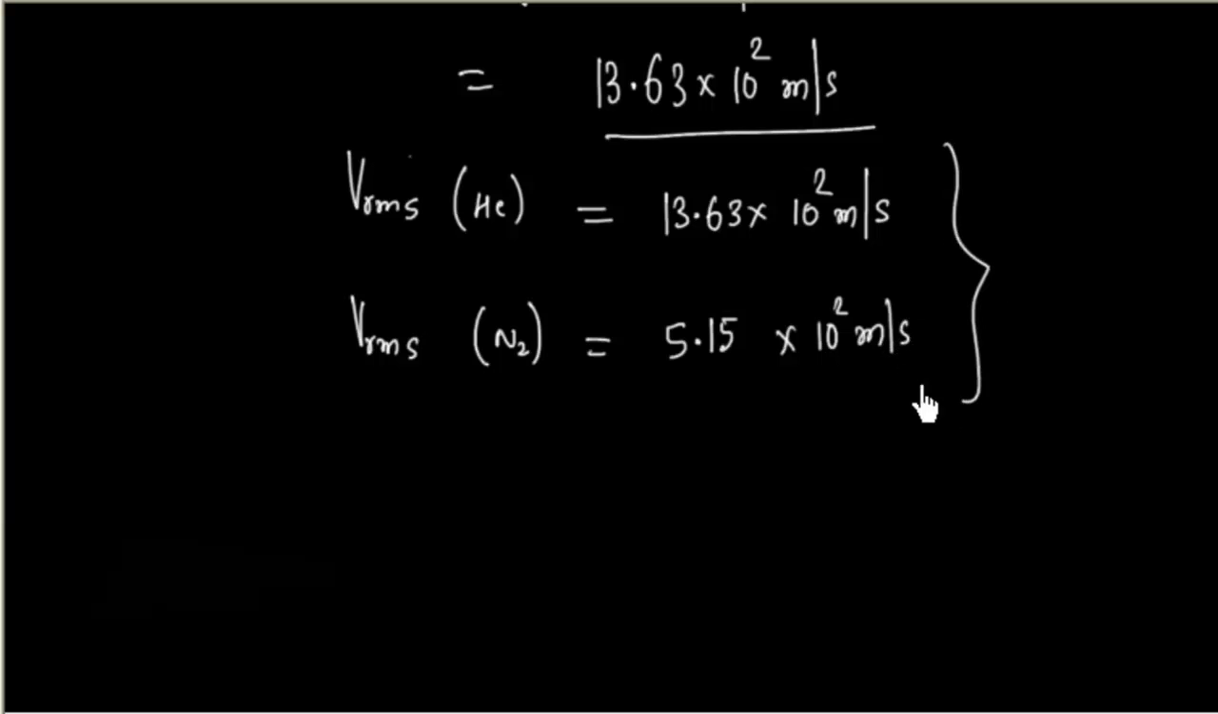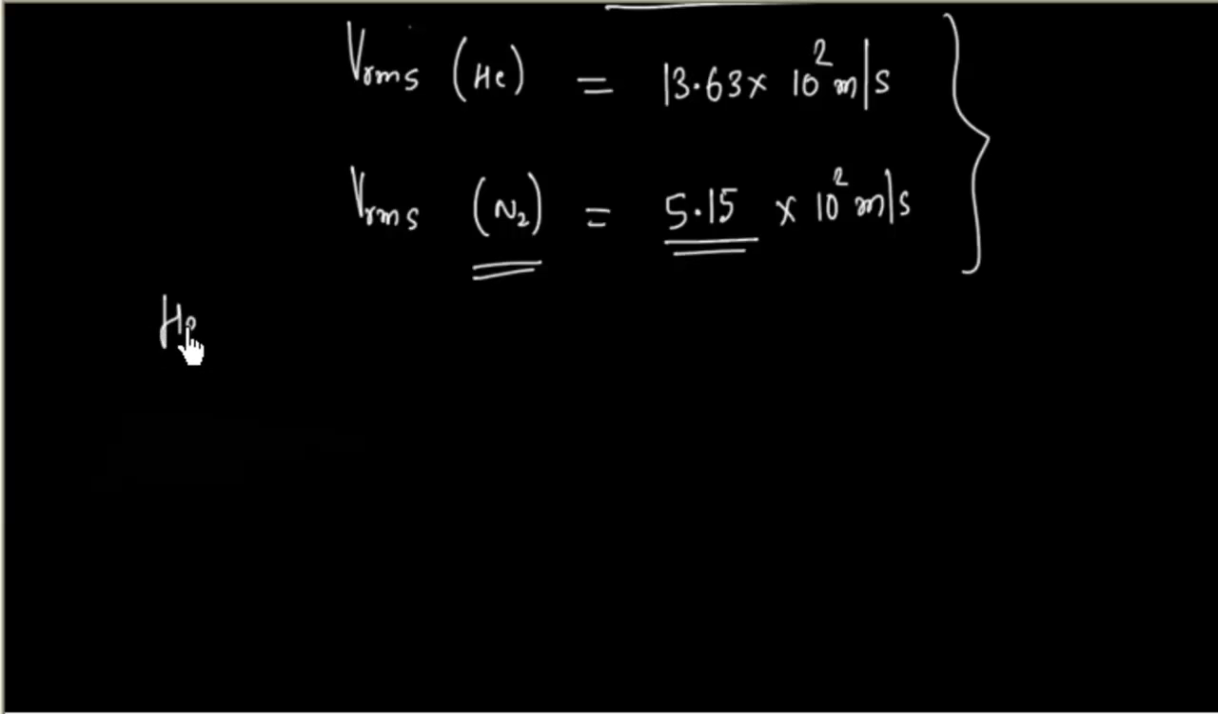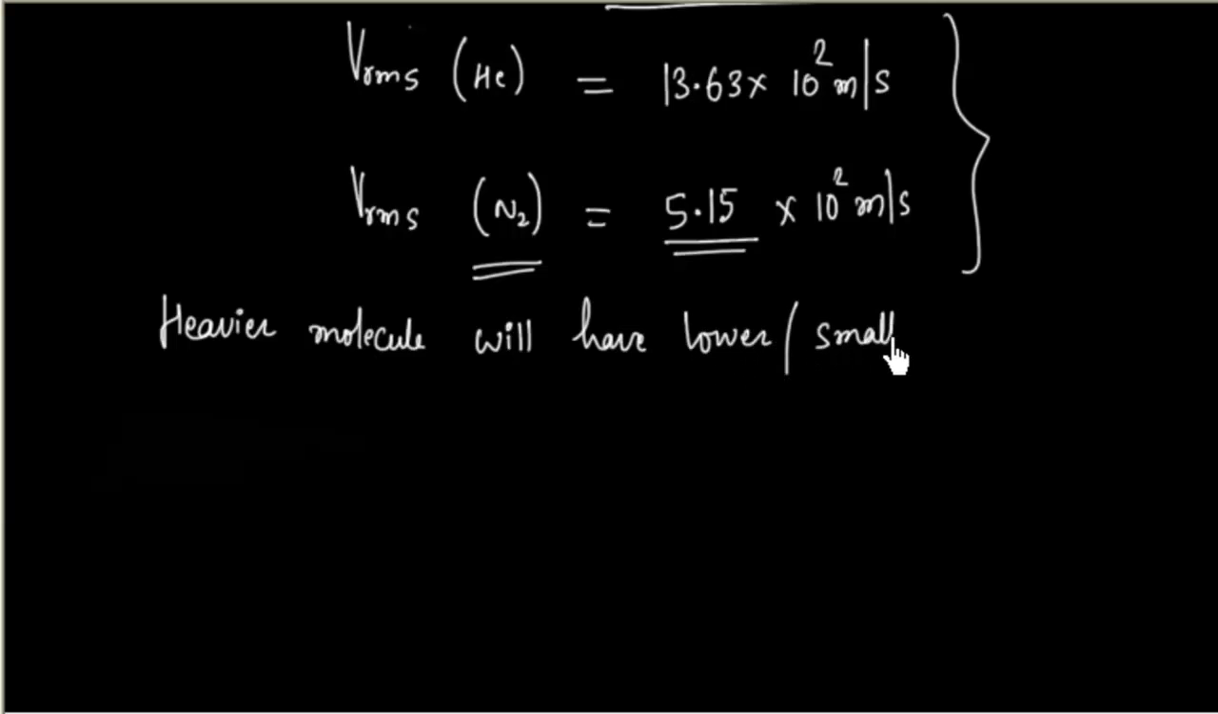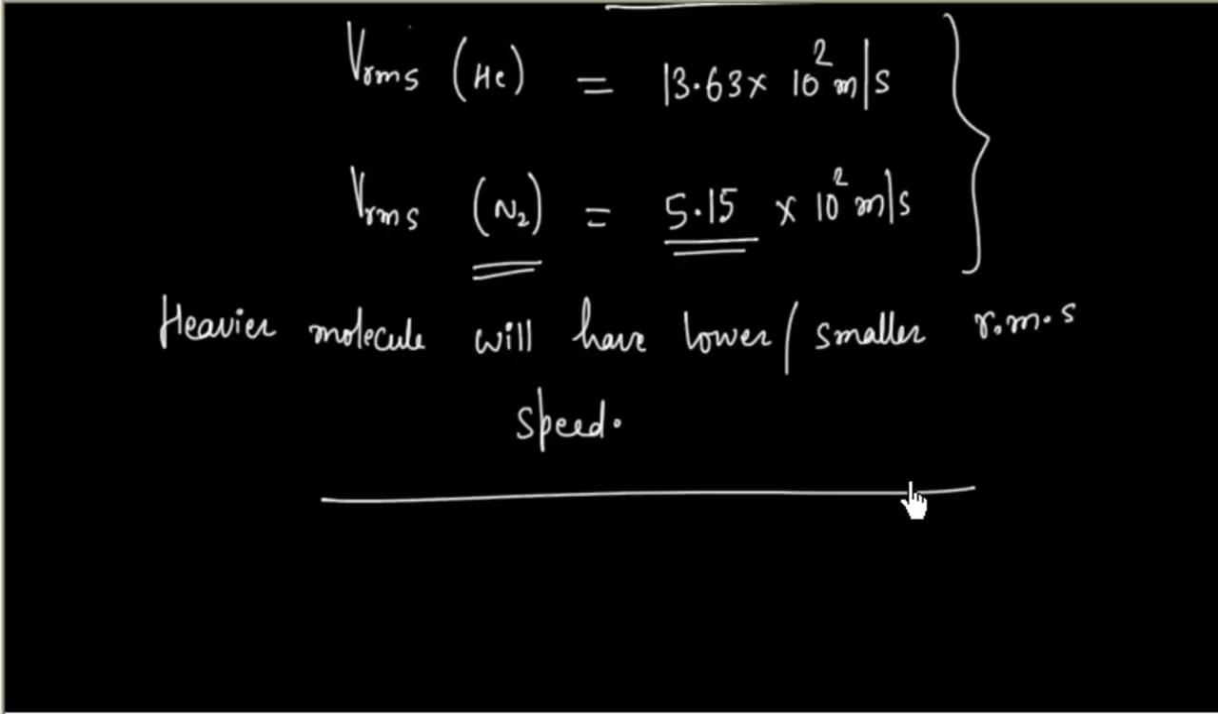So from here we can make one observation: if the molecule is heavier, the root mean square speed is smaller. So a heavier molecule will have a lower or smaller RMS speed, and that is very common. If you have something that is heavy, it will have a tendency to go slow.